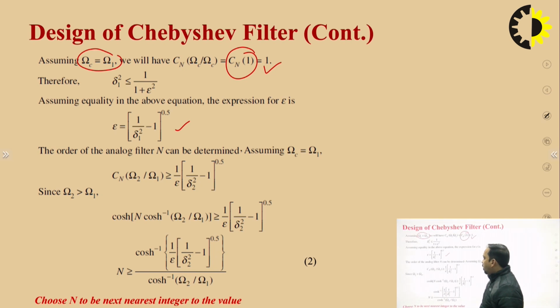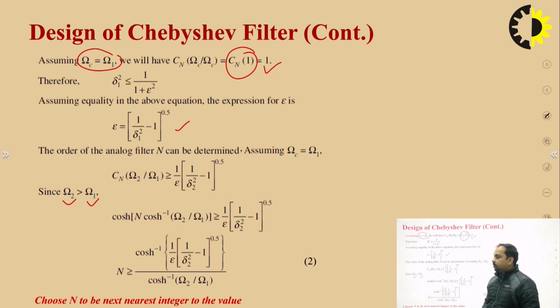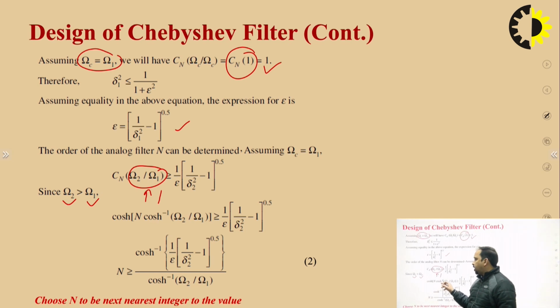Now if we compute omega 2 by omega 1, we have Cn of omega 2 by omega 1, which will definitely be greater than this particular factor. Since we are aware that omega 2 is the frequency corresponding to the stop band, whereas omega 1 is the frequency corresponding to the pass band, definitely omega 2 is greater than omega 1. So this quantity omega 2 by omega 1 is greater than 1, so it can be written as cosh of n cosh inverse of omega 2 by omega 1 will be greater than or equal to the entire factor, the right hand side is exactly the same.